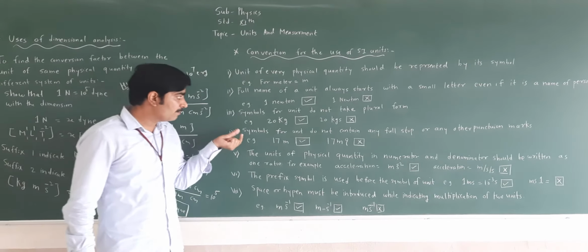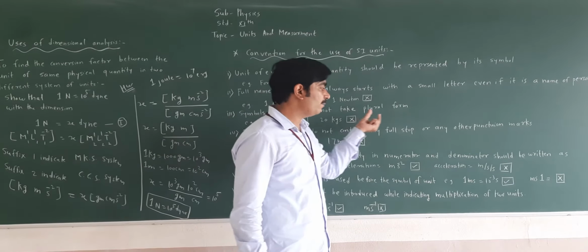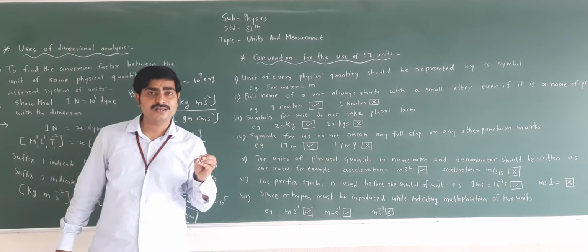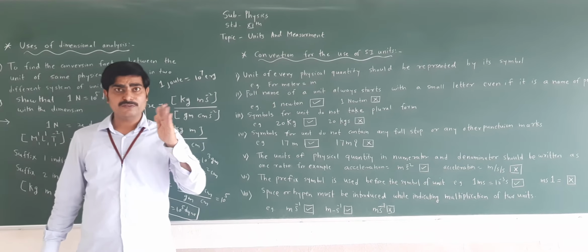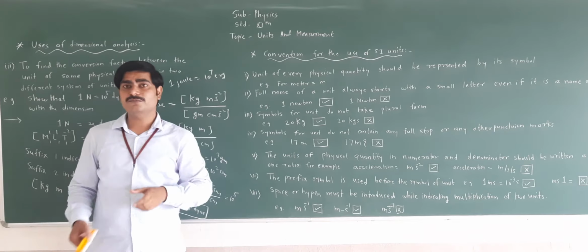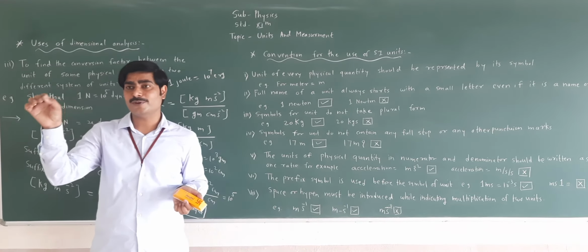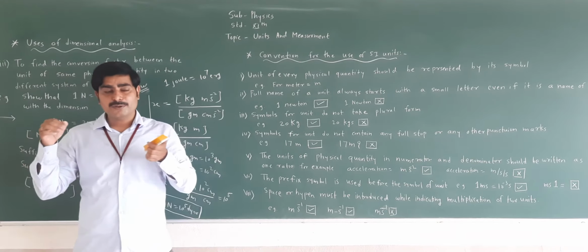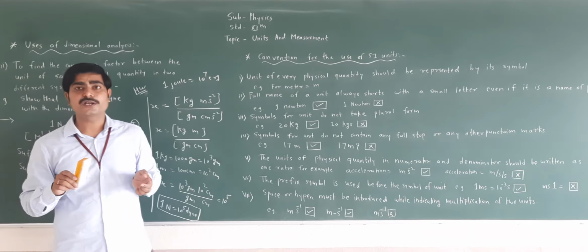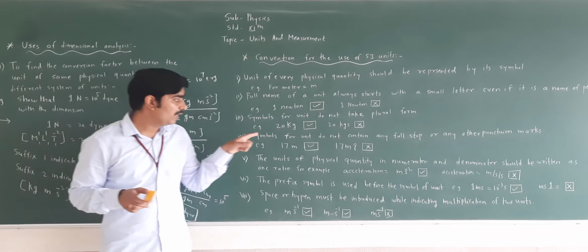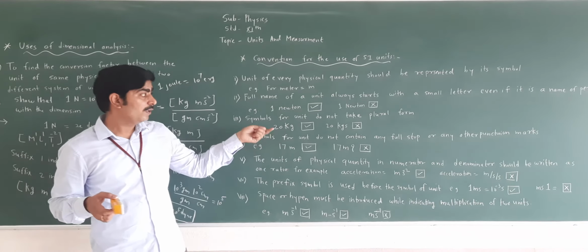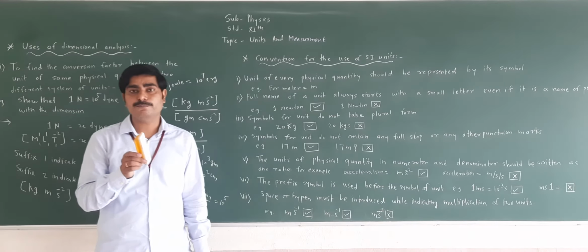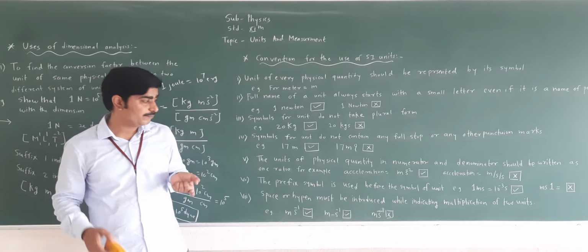Third rule, symbols for the units do not take the plural form. Generally in English, if there is 1 mango, we write 1 mango. If there are 5 mangoes, we are not writing 5 mango, we are writing 5 mangoes. We use the plural form in our day-to-day life. But while writing the units, we should never use the plural form. So here 20 kg. 20 is a plural number, but we write kg, not kgs. So we should never use the plural form for writing the units.